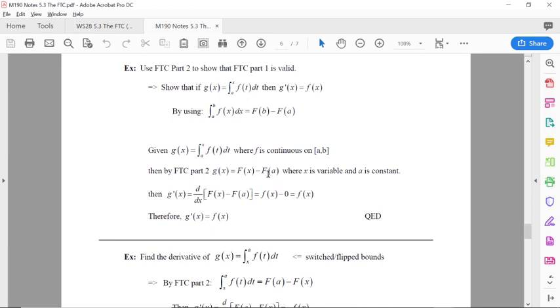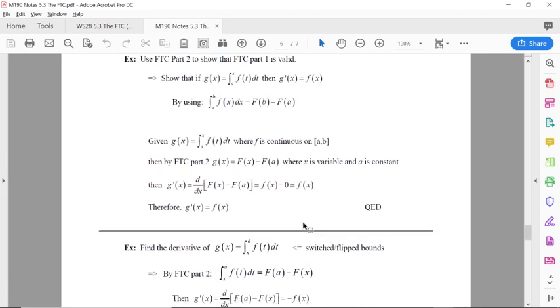The derivative of this with respect to x, well, we would be taking the derivative of an antiderivative. That's going to give us back the original function of x. And then we're going to take the derivative of F of a, but since F of a is a constant, the derivative of that is just 0. So we have that the derivative of our integral, where we found our integral by part 2 of the fundamental theorem, gave us back f of x. That is the integrand function where we've input the upper bound x.